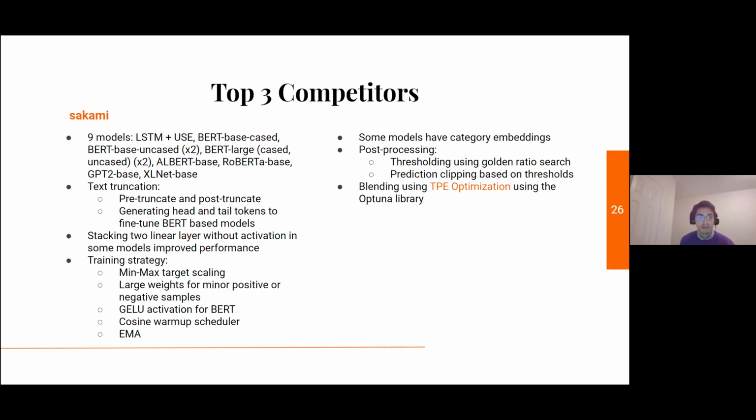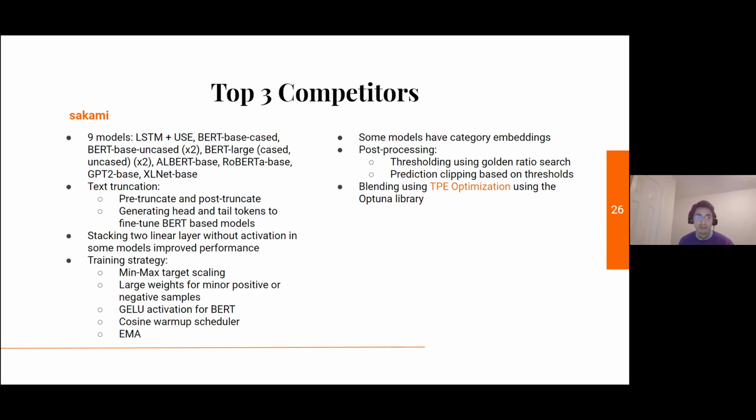The third competitor here used an even greater number of models, used more variety here. He used LSTM with universal sentence encoding. Then he used BERT base cased, followed by BERT base uncased, two of those. He used BERT large, both cased and uncased, and two of each. The Albert base, Roberta base, GPT2 base, and XLNet base.